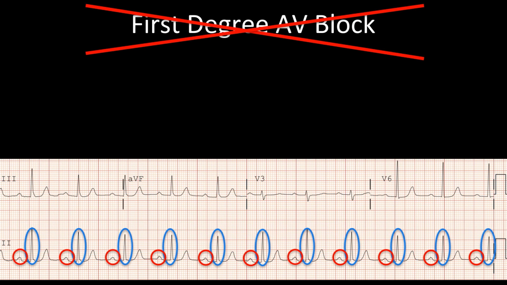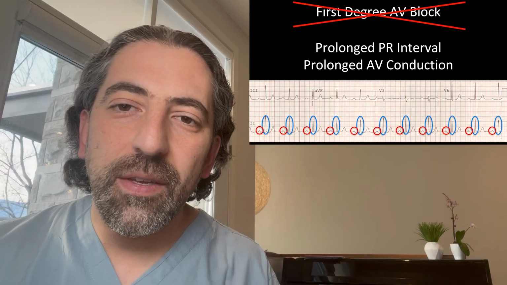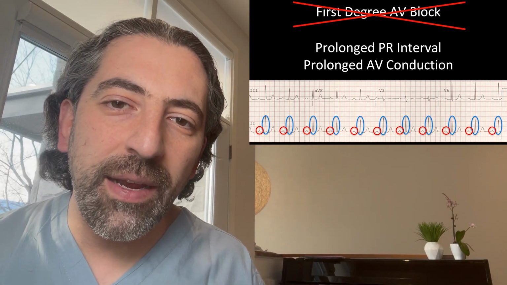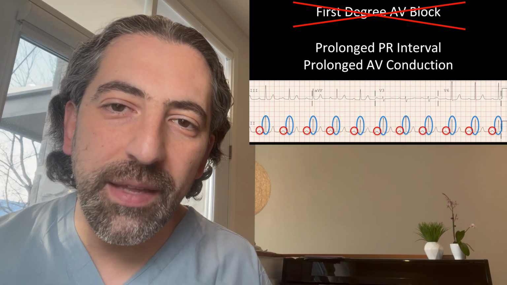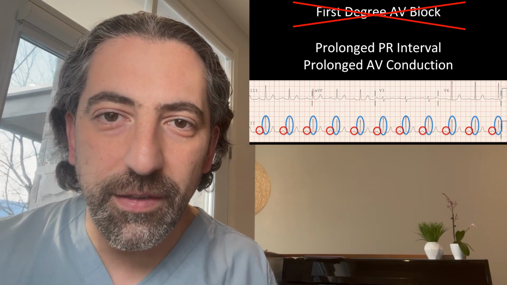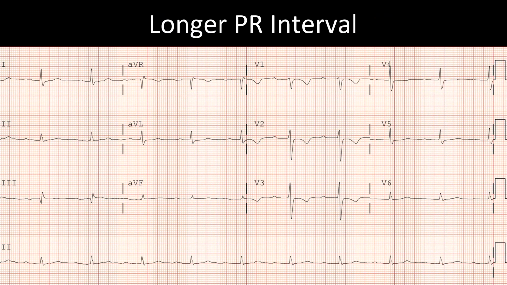It's kind of a misnomer, and instead of using first degree AV block, we should really be using prolonged PR interval or prolonged AV conduction, prolonged atrioventricular conduction. So even though we classify first degree AV block as a type of AV block, it's not. It simply is a way to describe prolonged AV conduction, or a long PR interval. And it's actually not a cause of bradycardia. Here's another example of a longer PR interval. Again, you see that the PR is very long, however, conduction is still 1-to-1.